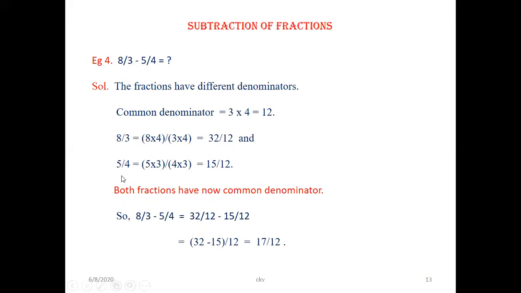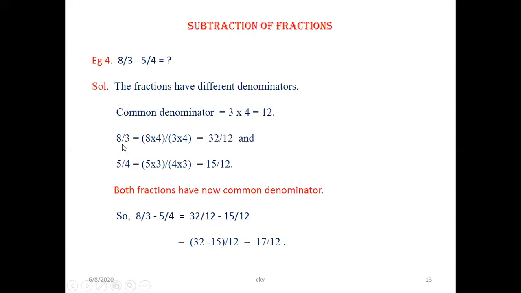So now let us see 5 by 4. What do you have to get in the denominator? 12. So here you have to multiply 4 with 3, so that it becomes 12. So what you are doing here, the denominator you are multiplying with 3, so the numerator also you have to multiply with 3. So 5 into 3 by 4 into 3, which will give you 15 by 12. Now the value of 5 by 4 is equal to the value of 15 by 12. That's why 5 by 4 is equivalent to 15 by 12.